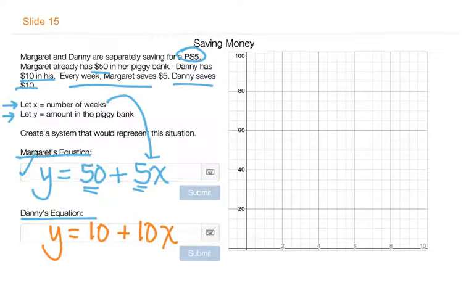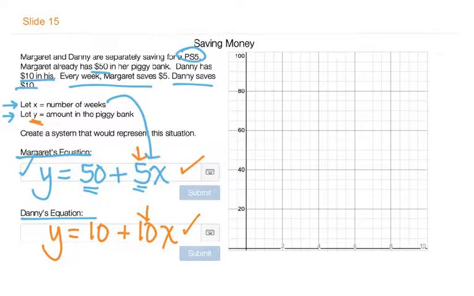If he saved that, that's this equation, and this equation is the system. They're related in that they're both saving for a PS5. They're both saving money in their piggy banks. We want Y to represent the amount of money in their piggy banks, and X being the number of weeks that they save their money. $5 each week for Margaret, 10 for Danny.